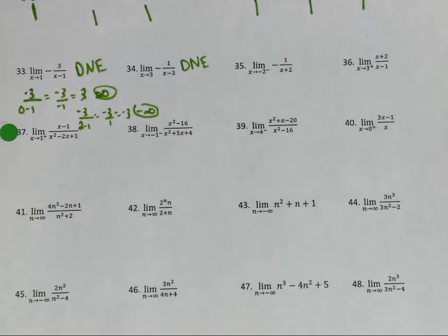Number 35. Always, yes. You just pick a number to the left and to the right. Like on that one, the number was 3 as x approaches 3, so I chose 2 and 4.